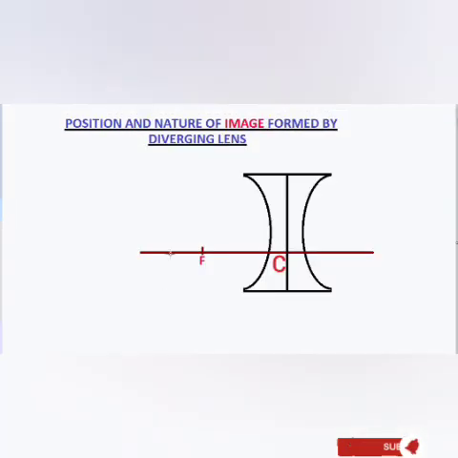Now let us look at the position and nature of the image formed by a diverging lens. So if I draw an object in front of the diverging lens at any point, I can locate the images by drawing parallel rays to the principal axis and through the center of curvature. So here I have a ray parallel to the principal axis. When it strikes the surface of the lens, the rays will appear to come from the principal focus, which is on the same side as the object.